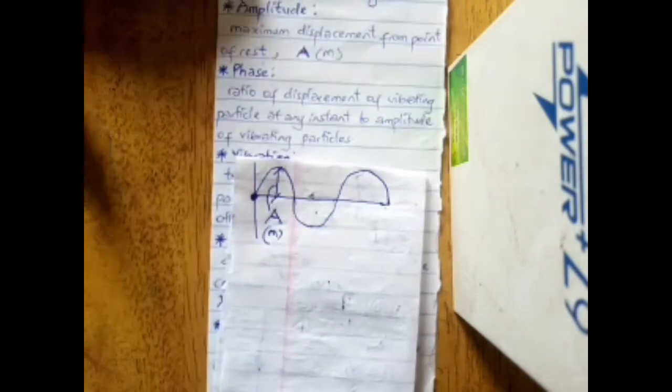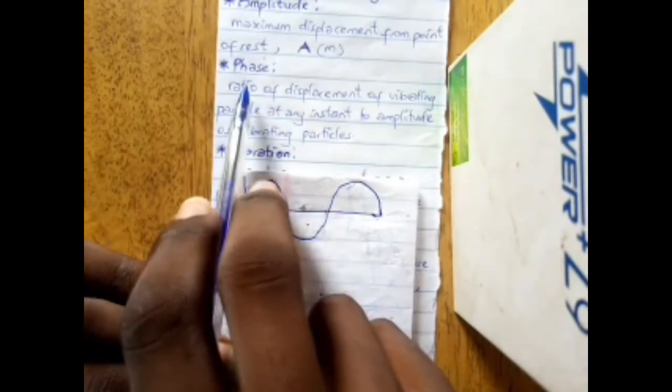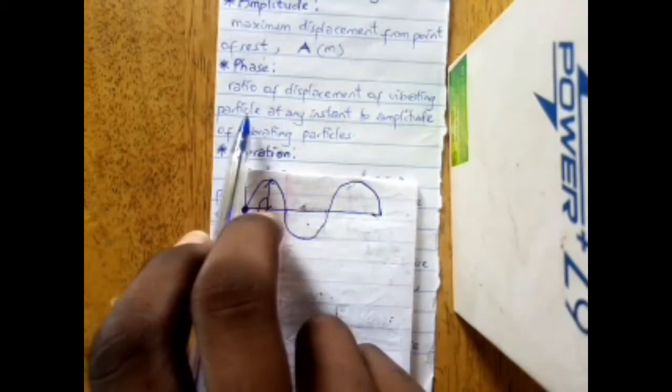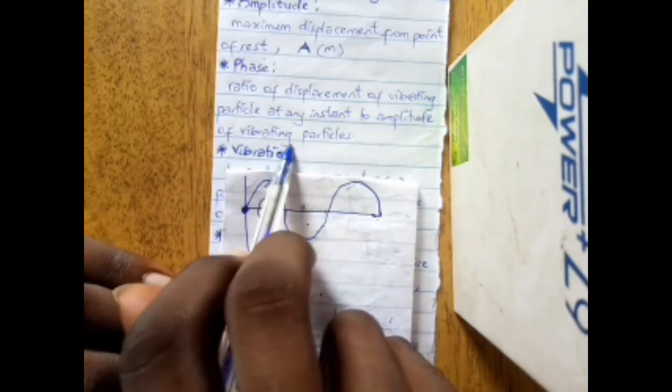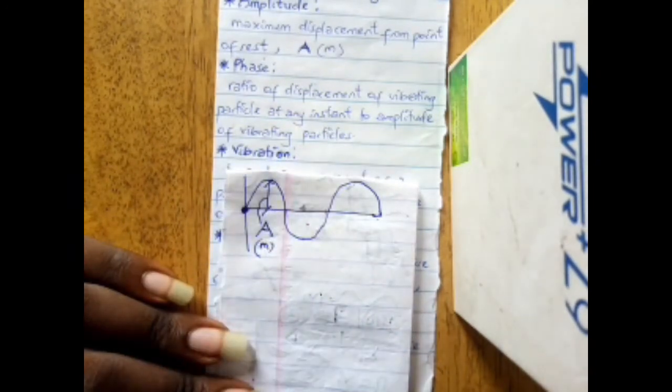So we have phase. Now, talking about phase now, the ratio of displacement of the vibrating particle at any instant to the amplitude of the vibrating particles is what we refer to as phase.